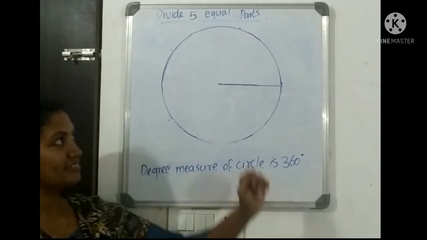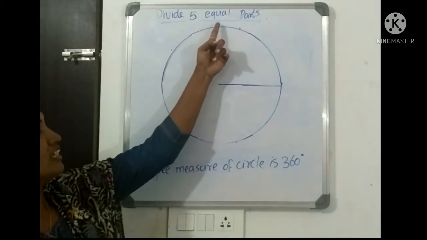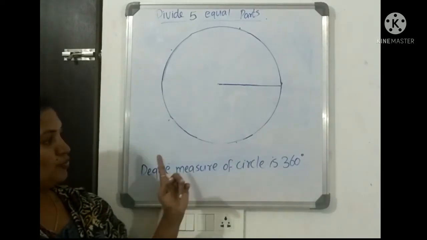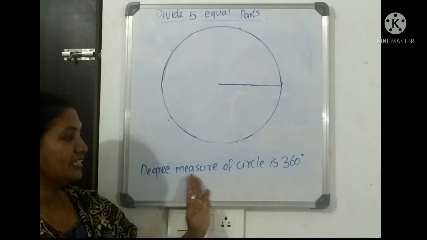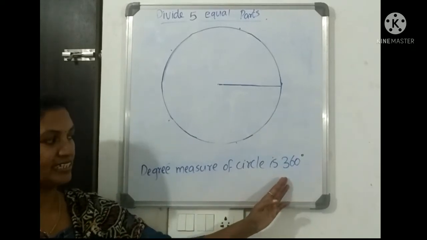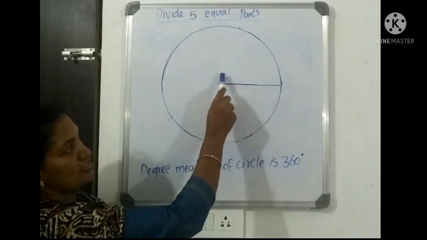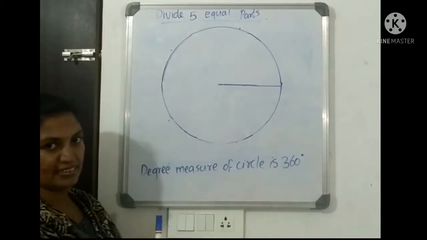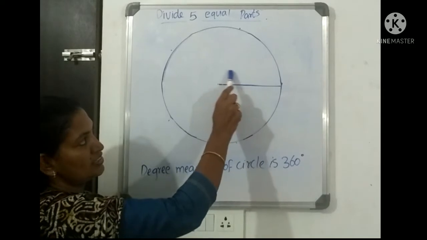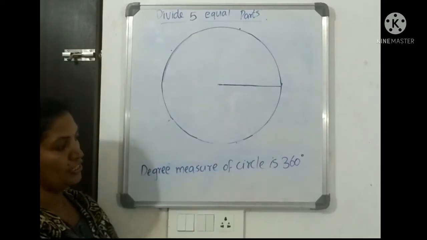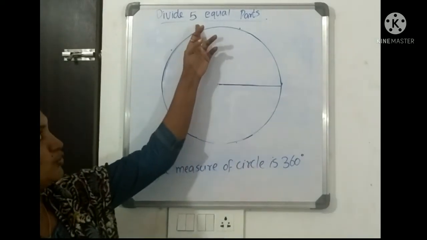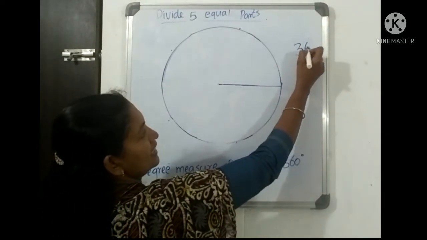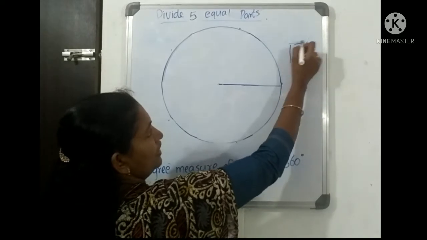So the first question is: divide a circle into 5 equal parts. For that, first we have to understand the degree measure of a circle is 360 degrees. We know what an angle is. So the total angle of the circle is 360 degrees. If you want to divide this circle into 5 equal parts, first we have to do 360 degrees divided by 5.